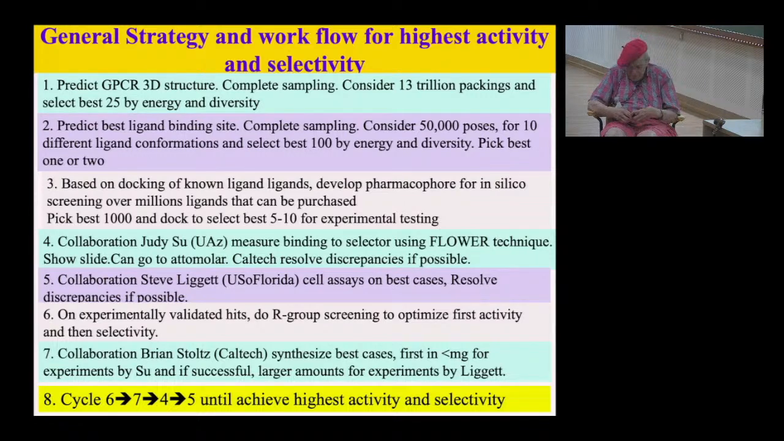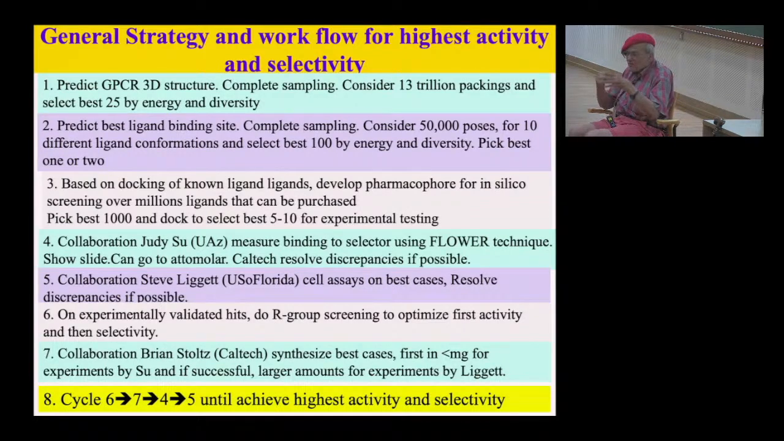So we go through the 160 million from the in silico screening using the Schrodinger Phase program. We take the best 1,000 or 2,000. We do Darwin dock to get accurate energies. And then we reduce that down to the best 5 or 10 for Judy Sue to do experiments. If it passes her experiments, then we send it to Steve Liggett at the University of South Florida. He does cell assays. And if it passes his test, they come back to us.